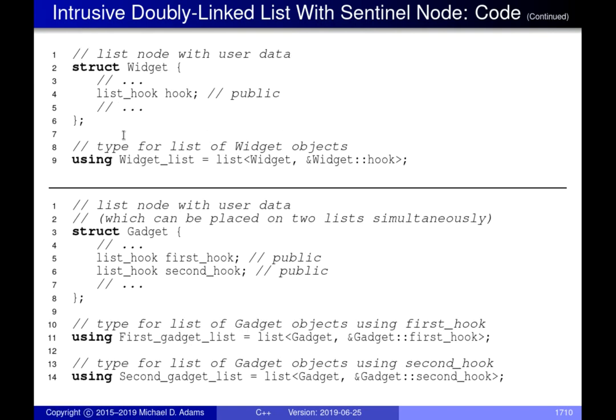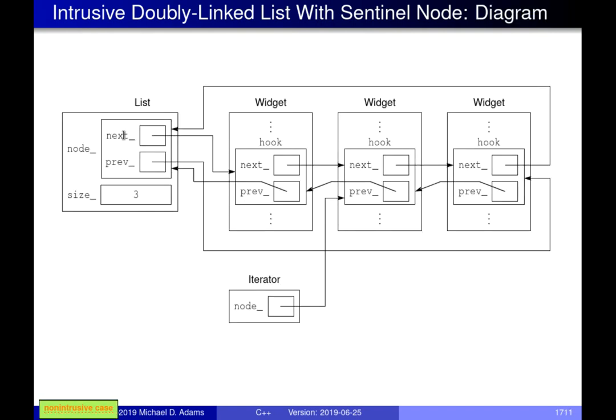And yeah, I think that's all I want to say there. In terms of a picture, what we have is something like this. So for the specific case where the things we're putting into the container are widgets, because we're using a Sentinel node, there's this dummy node that has no data associated with it. It's just a pair of next and previous pointers.